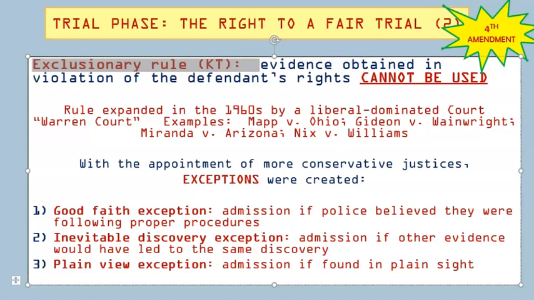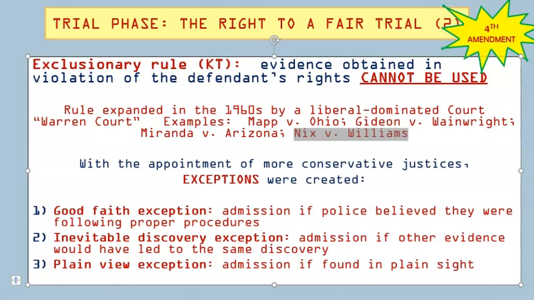and Nix versus Williams. Okay, so with Nix versus Williams, that's when the court found that the defendant, yes, he gave the location of the body up, but it wouldn't have mattered because the volunteers would have inevitably discovered her body. So if that were going to be the case, they could include the evidence and his confession. And the good faith exception applies if the police believe they are acting under proper protocol or following the proper procedure. So sometimes that can be allowed.